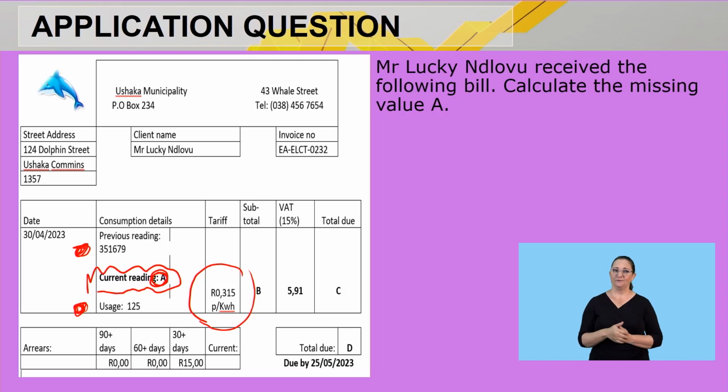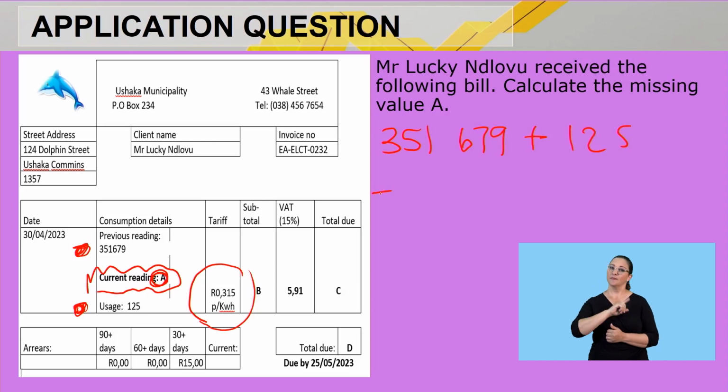So what must we do? The previous reading, 351,679 plus the usage, 125, will give us the current reading, and that is 351,804. Remember, there are other possible questions as well. They can ask you to calculate the previous reading or the usage. You need to be able to do all three of them.